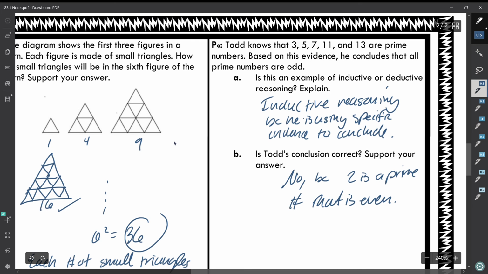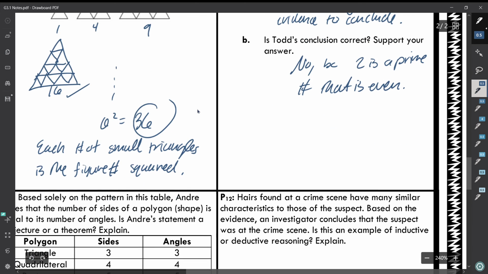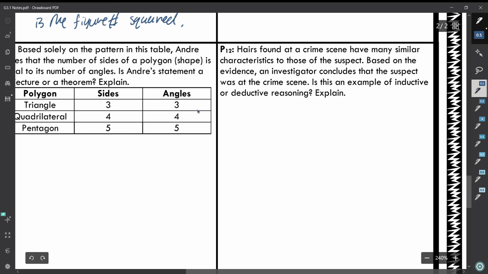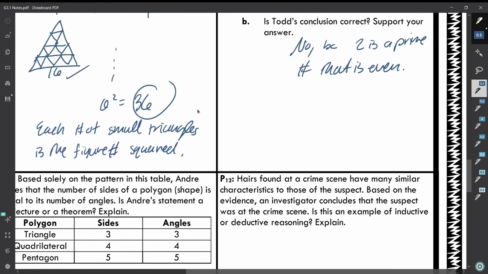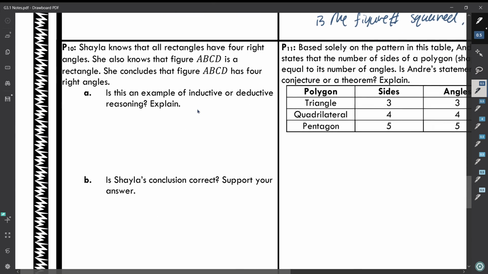Prime numbers just mean any number that's divisible by only itself and the number 1. Okay, so 2 is only divisible by itself and 1, so of course it is prime, but it's also even. So not all prime numbers are odd. There's one even prime number, and it's the number 2. Number 10.